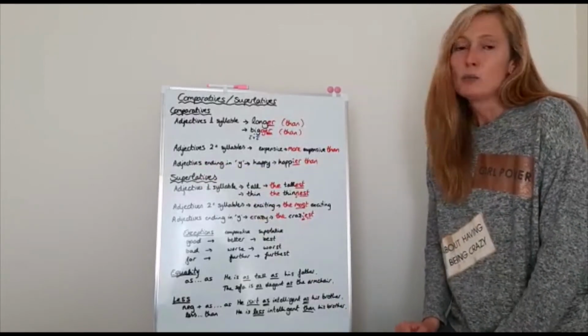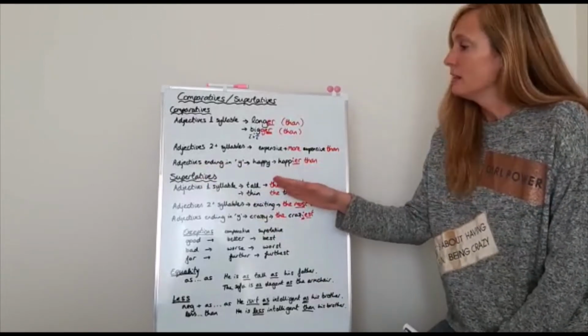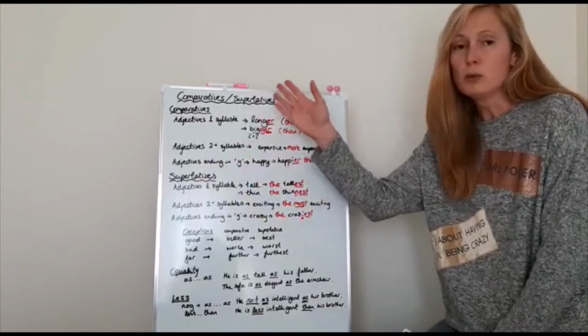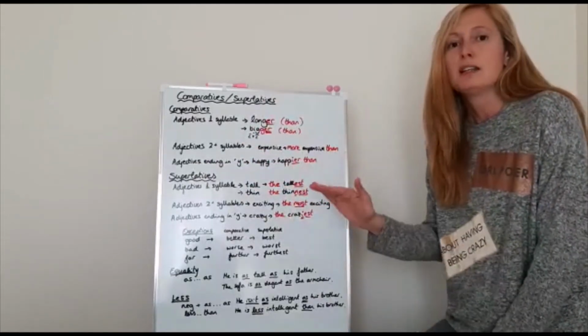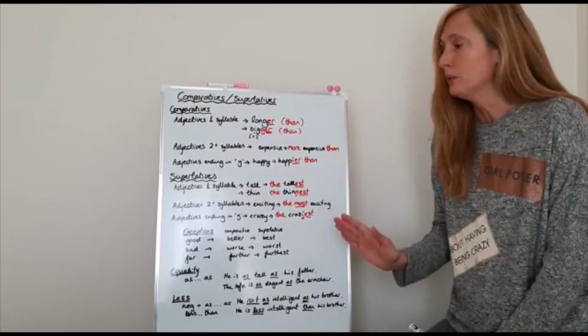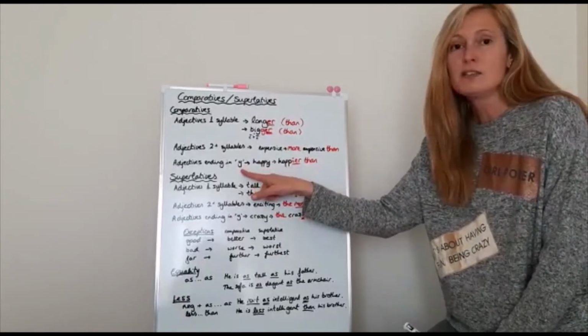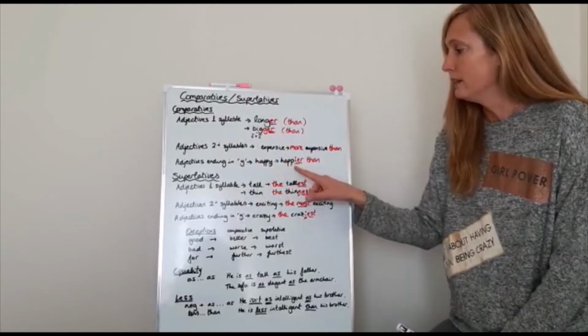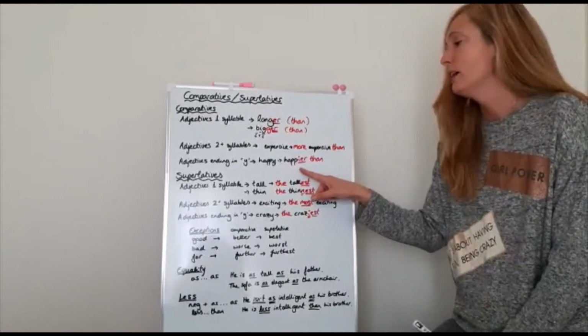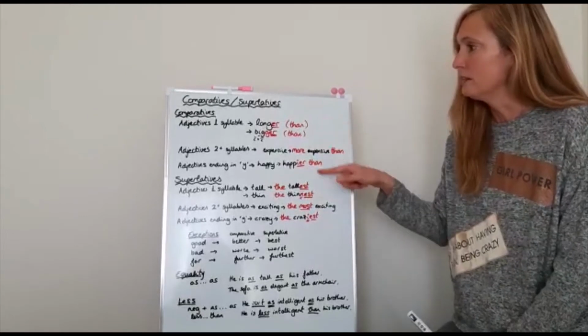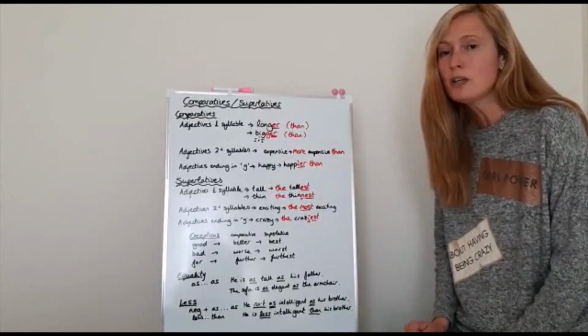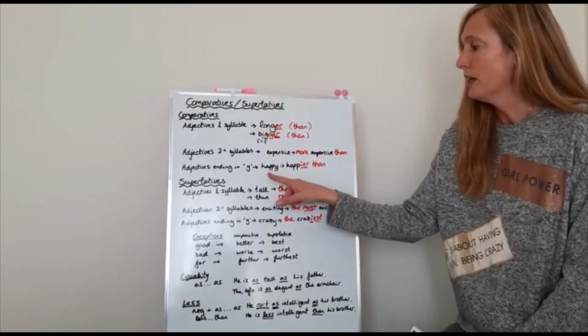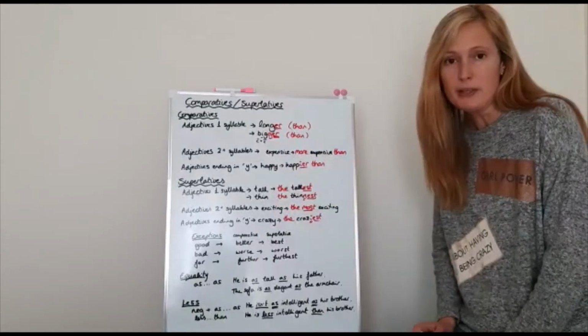Adjectives ending in y, this doesn't matter if they have 1, 2, 3 syllables. The number of syllables here isn't important. It's that the adjectives end in y and they take this form. So the y turns to the i, and then we use er again, just as we did with adjectives with one syllable. So for example, happy would become happier than.